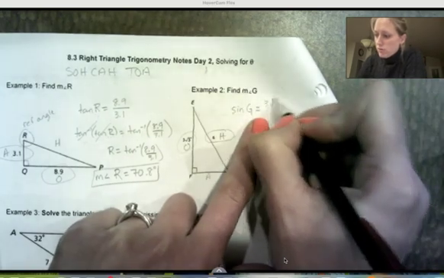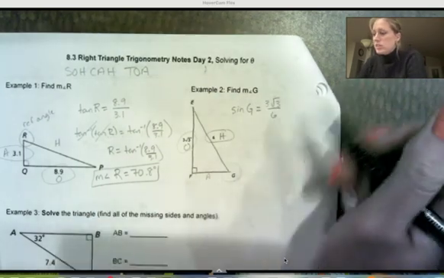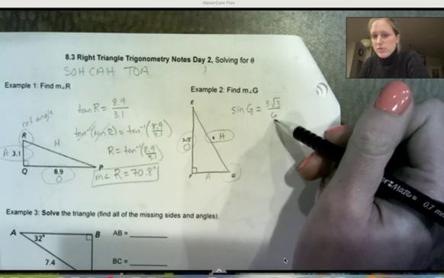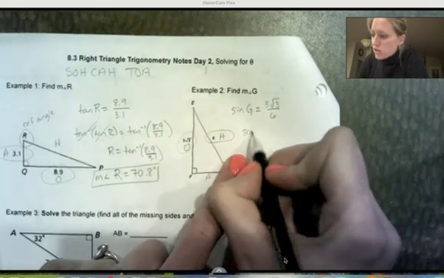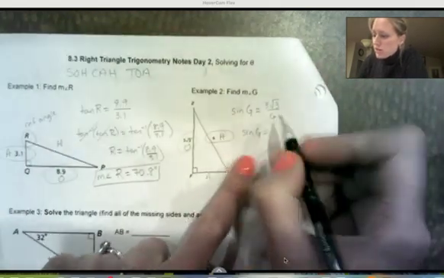So 3 root 3 over 6. I'm going to reduce this a little bit first, you guys. I can say sine of G, right? 3 over 6 reduced to 1/2.